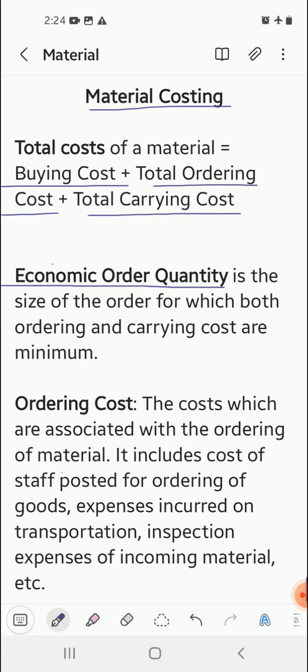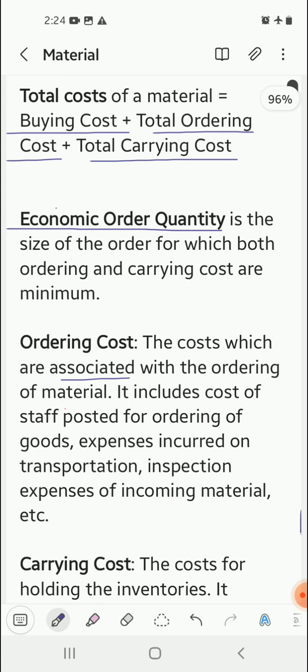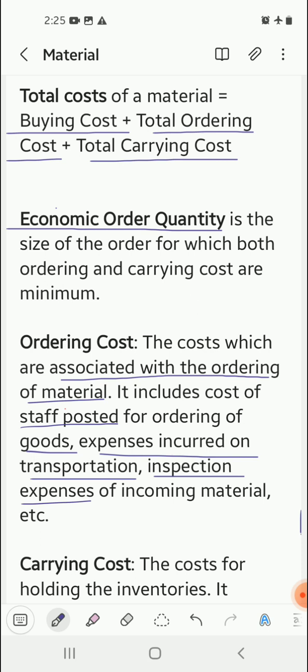Buying cost is simply the price at which we are buying a certain commodity, and ordering cost is the cost associated with the ordering of materials, which means it includes the cost of staff posted for ordering the goods, expenses incurred on transportation, and inspection expenses of incoming material. In short, it means all those costs which are related to placing an order for a material.